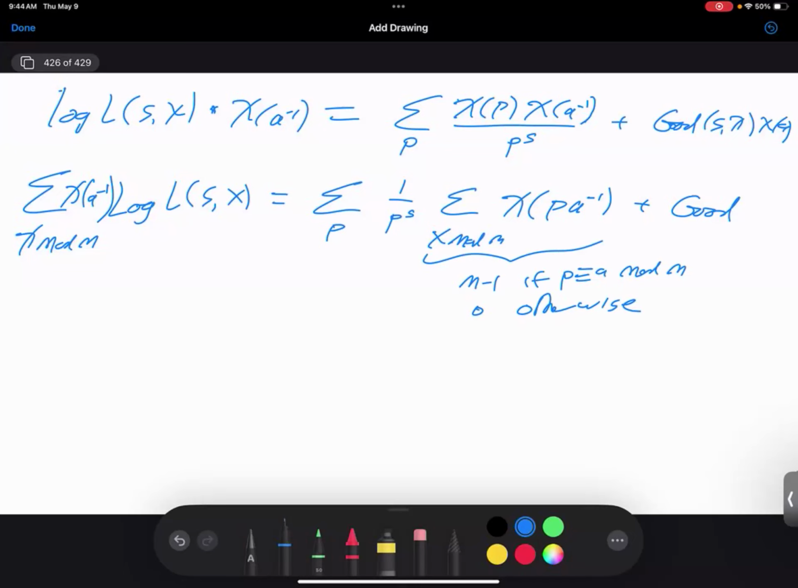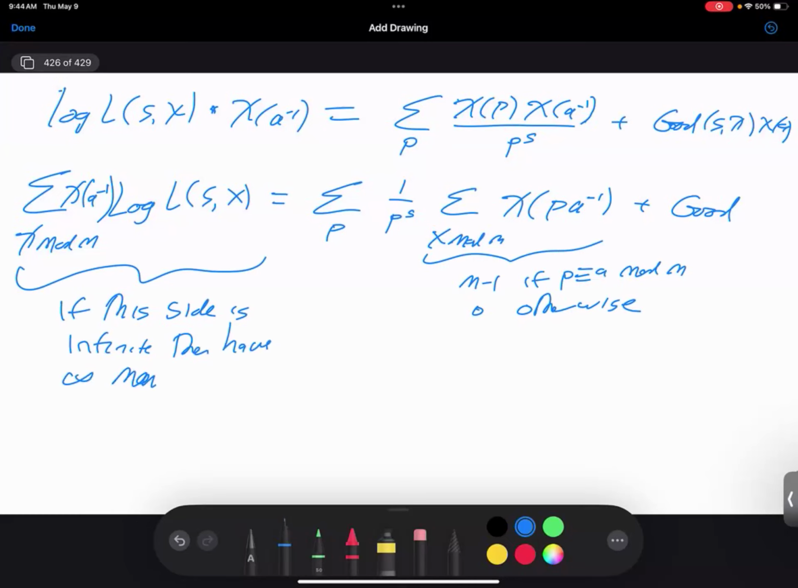So all we have to do is, if this side is infinite, then we have infinitely many primes congruent to a mod m. So we just have to understand these functions here. It turns out one of these functions is the zeta function, which blows up. And then all of the chi, except for one of them, it's easy to show gives a finite value. There's one of them that's difficult and tricky. That's where the meat of the proof is. So you have to do some work.